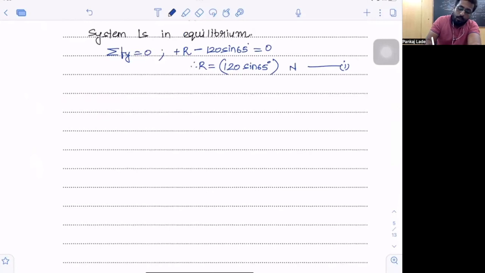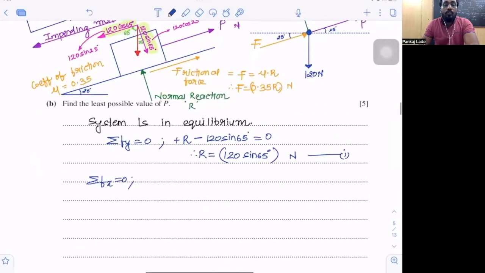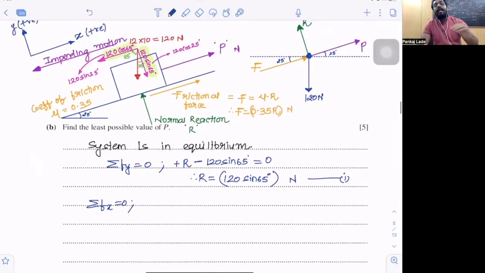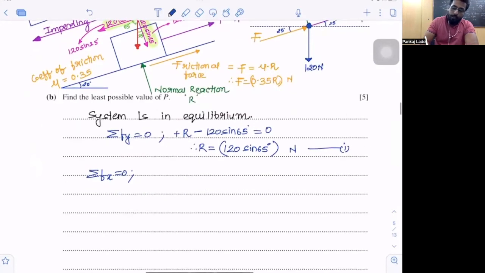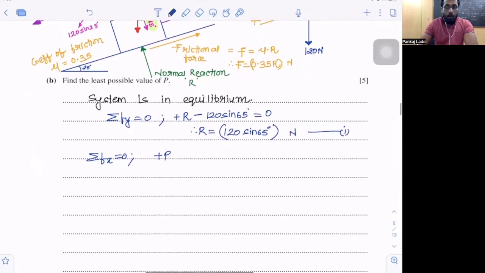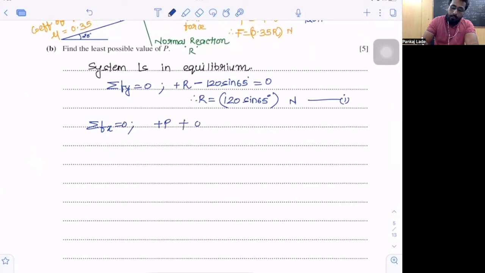Now you consider summation of fx equal to 0. Now take all the forces which are along the plane. Anything that goes up the plane will be taken positive. Anything which goes down the plane will be taken negative. So P is going up the plane, so taken positive, and that is what I want to find, right? Plus P. Then the frictional force, it is F is equal to 0.35 R. And now you have the value of R, right? So it is also up the plane. So I write plus 0.35 times of R, which is 120 sine of 65.